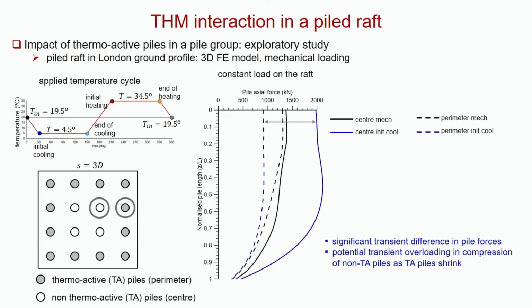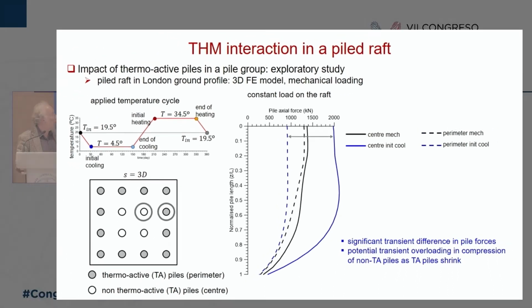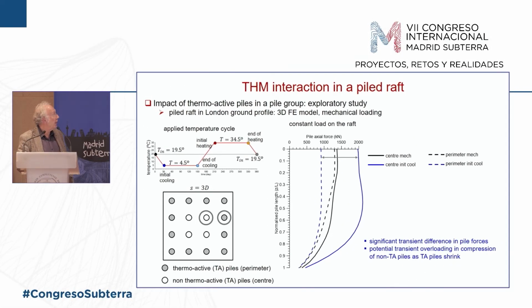Now, because we're cooling it, the peripheral ones are going to try to shrink. So the axial load in those actually goes down, which is what you'd expect. But the load on the raft is the same, so something has to take the load. So the central piles actually get an increase in load, even though they will be being cooled by the outside ones. And this load is a substantial part of the original load.